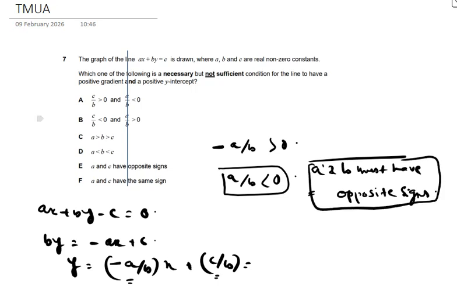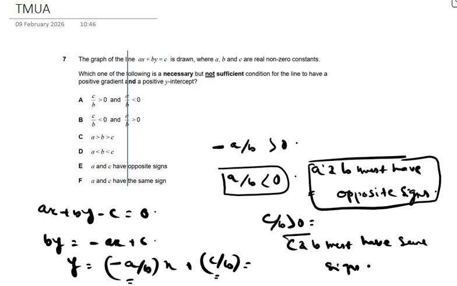Now the y-intercept is equal to c/b. For it to be positive, c/b > 0. Okay. This means c and b must have the same sign. This is our second condition: c and b must have the same sign.